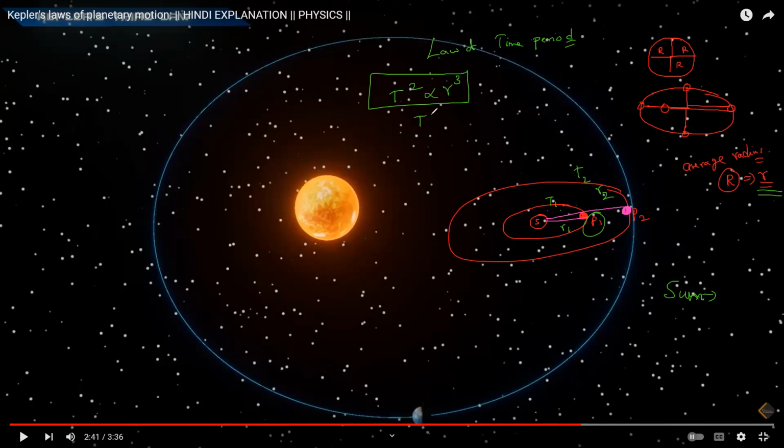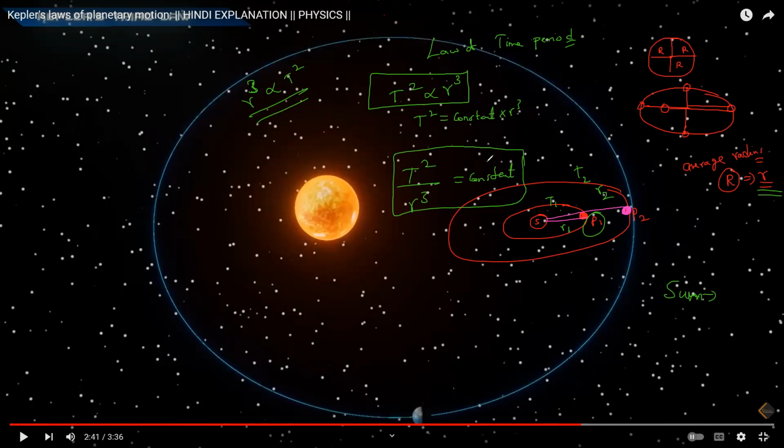We all know mathematics: if you remove the proportionality, what do we have to bring in, everybody? A constant into r cube. Or you can say the cube of r, the average radius, is directly proportional to the square of the time period. Both are correct. So now, constant into r cube. I will write for planet 1: T square divided by r cube is equal to a constant. That is what we call Kepler's third law.